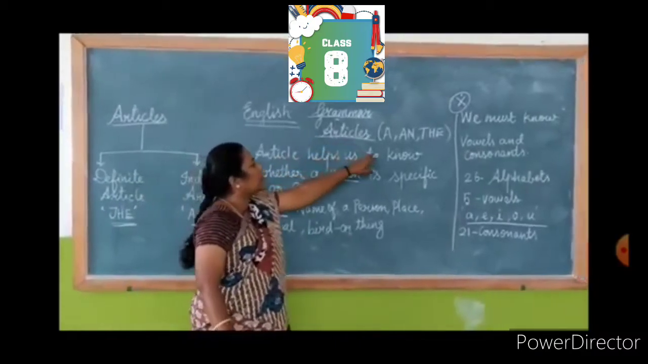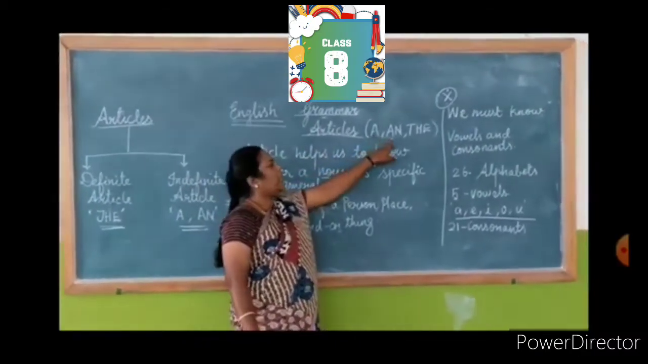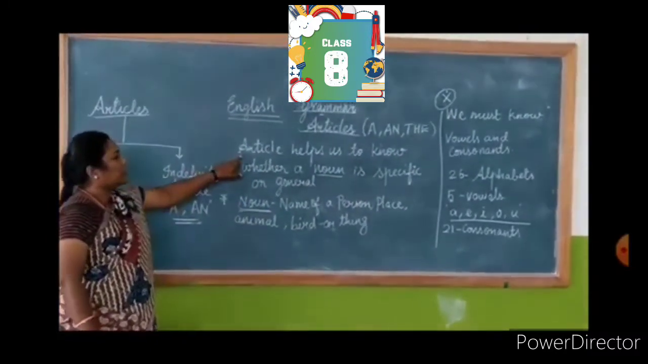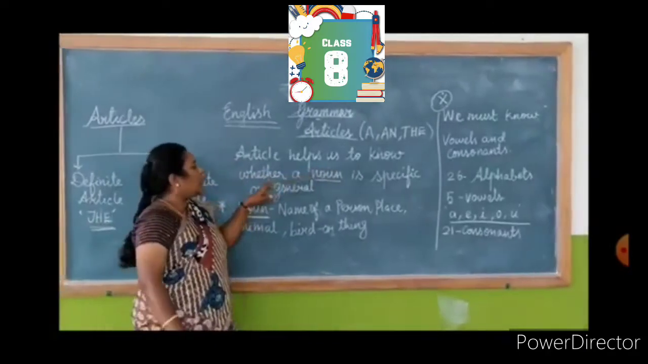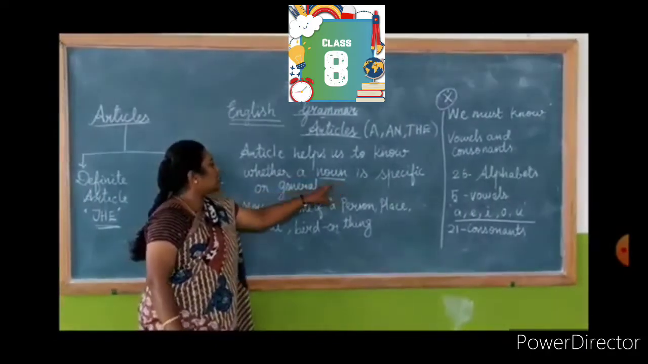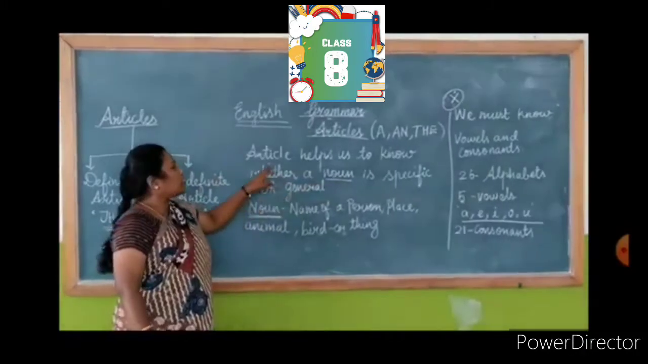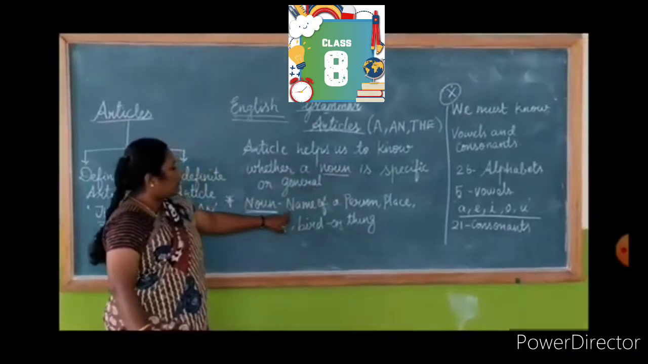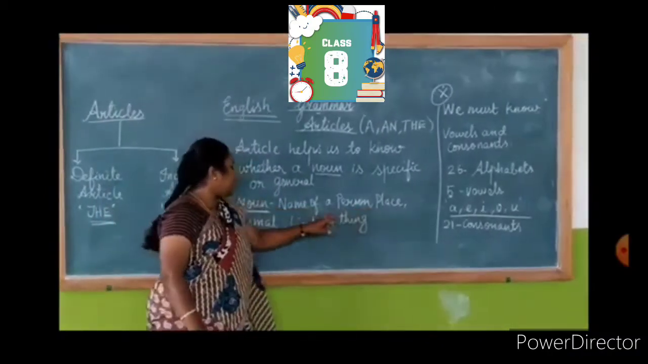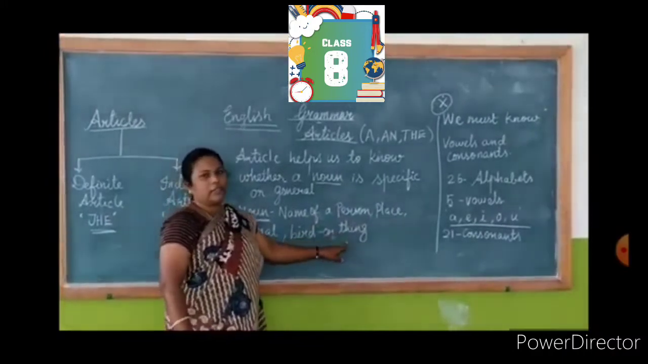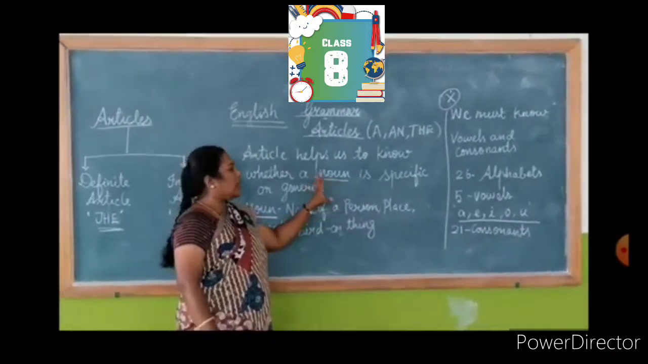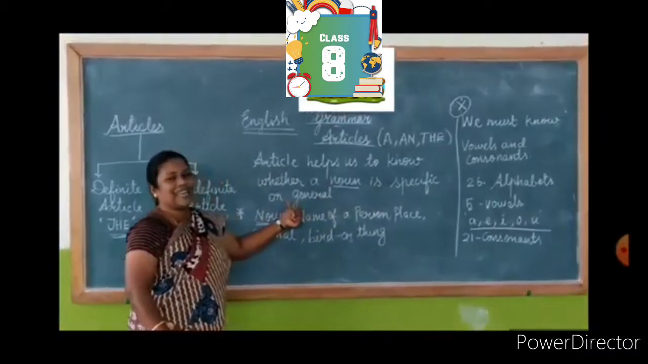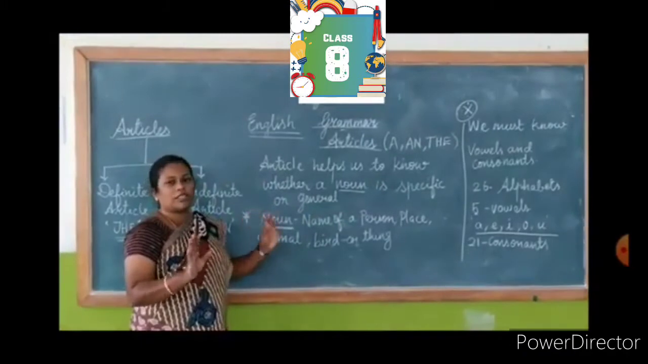As I told you, three articles are there in English: a, an, and the. Let's see what is called an article. Article helps us to know whether a noun is specific or general. What is a noun? Noun means it's a name of a person, place, animal, bird, or thing. So here article mainly deals with the noun, whether it is specific or general.